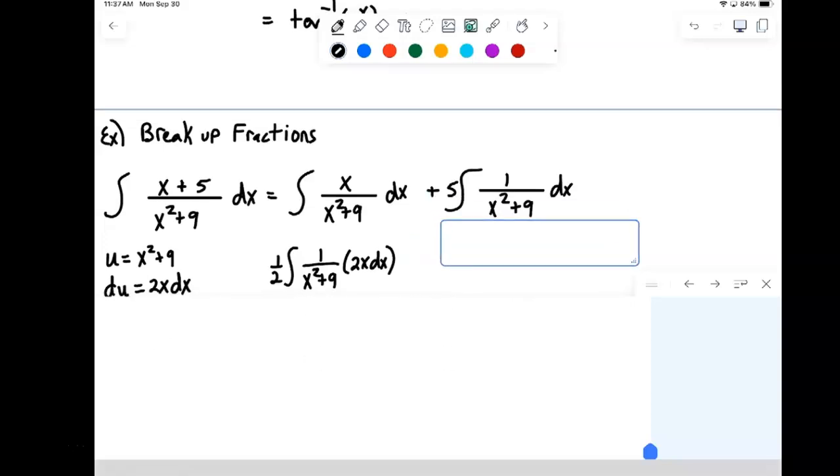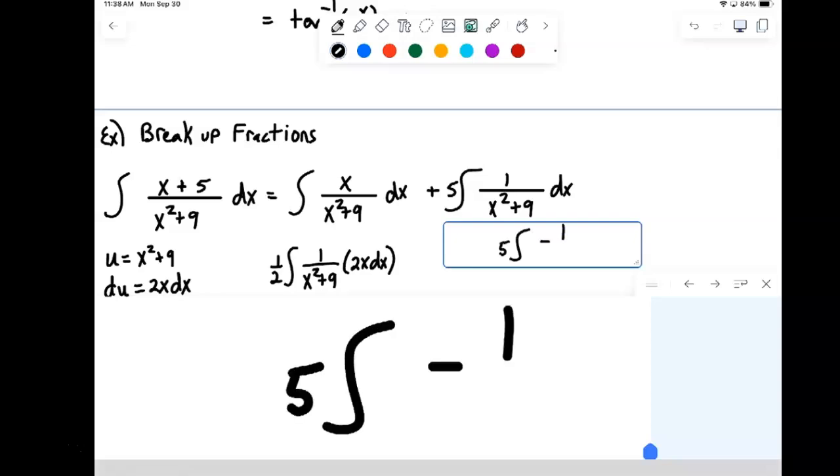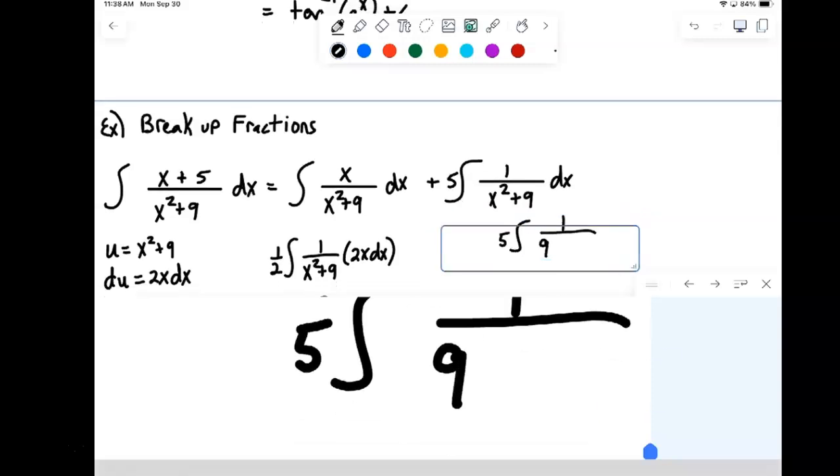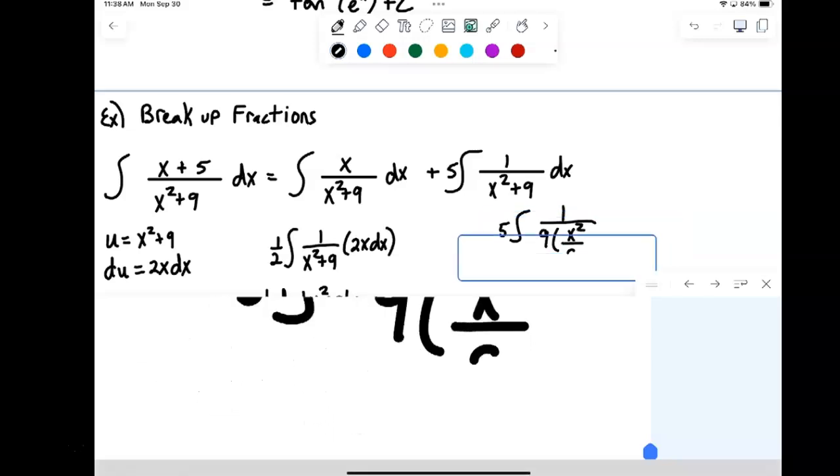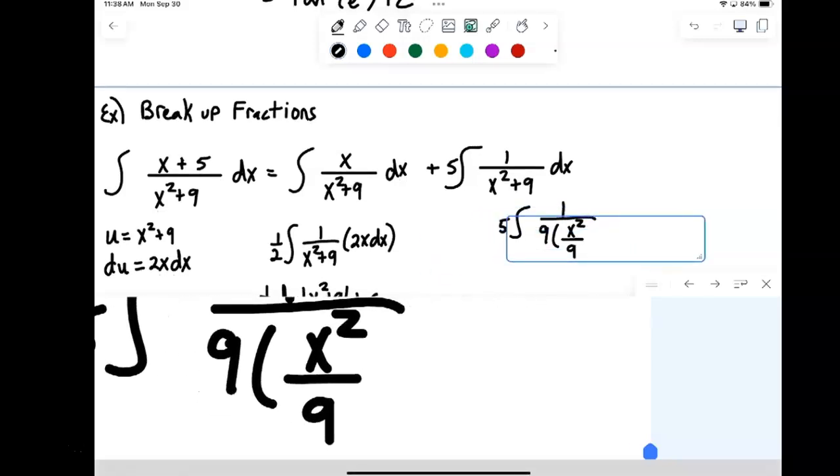Okay, so what I do in my very first step is I factor out a 9 in the bottom there. So factor a 9 out of everything. That will make the x squared become x squared over 9 plus 1.